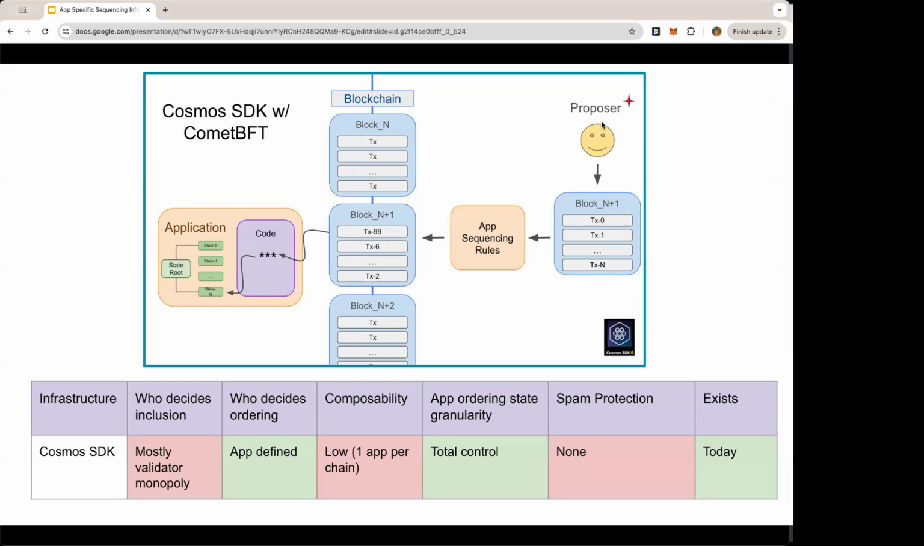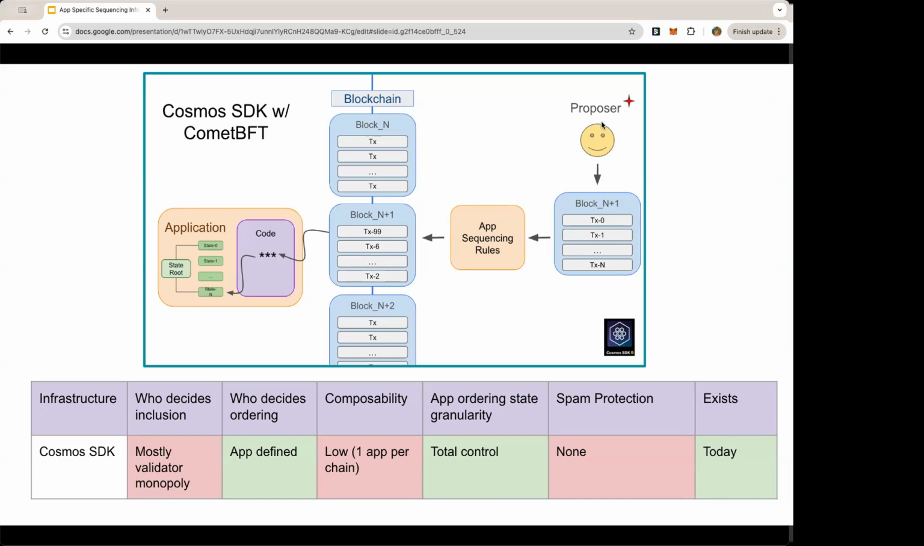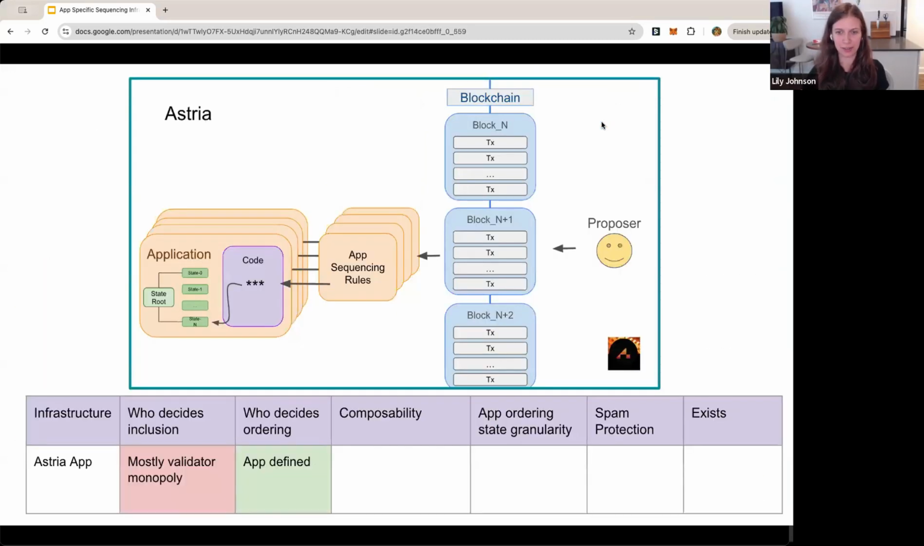Gotcha. This is specifically for an app chain. It's not a generic Cosmos plug and play. Correct. For example, with Cosmos, you could have a generic EVM on this, and then you're not going to have application-specific sequencing rules applied to that. Yeah. Gotcha. That makes sense. Thank you. Awesome. Cool. I like the questions. Thank y'all for asking questions.